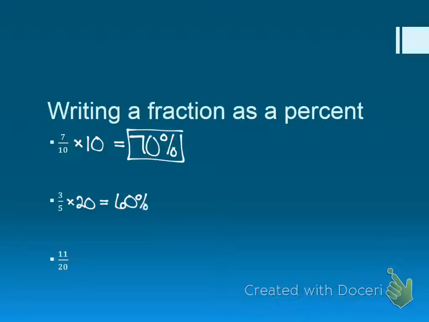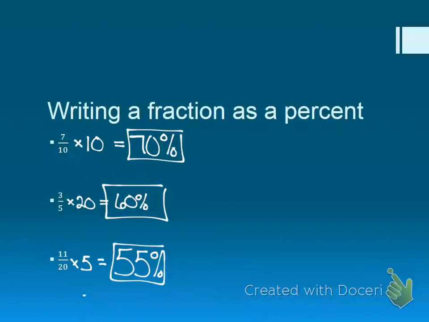60%. On your homework tonight, I want you to show me what you're multiplying by. You got to show me what you're multiplying by. 20 over 20. 60%. All right, go ahead and do the last one. So what do you multiply 20 by to get to 100? So what's the percentage? 55%. Any questions?